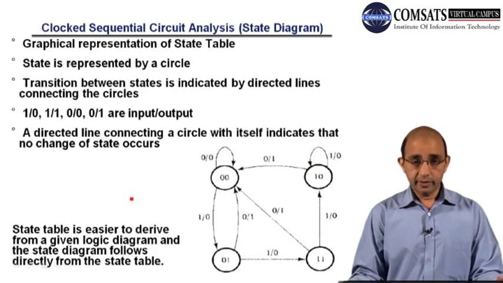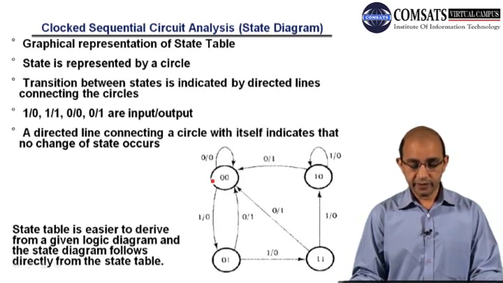One of the advantages of this diagram is that it is very easy to plot. You can see that we have circles and some arrows, and we have some values written over those arrows mentioning the input and the output. So it means it's rather easier to represent.